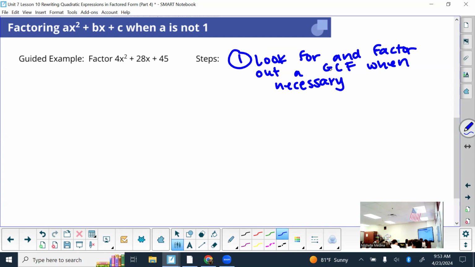Not every single problem will have a GCF, but that's always the very first thing you should look for. You can't just jump into factoring without checking for and factoring out a GCF when necessary. It's almost like when we would solve before and we always said distribute if necessary. It won't happen in every problem, but you always check for that first. So let's check for that. Here's the example. You always check for a GCF between the numbers first. And don't shout it out yet, because not everyone is as quick as you. 4, 28, and 45. Can you think of a GCF between those 3 numbers?